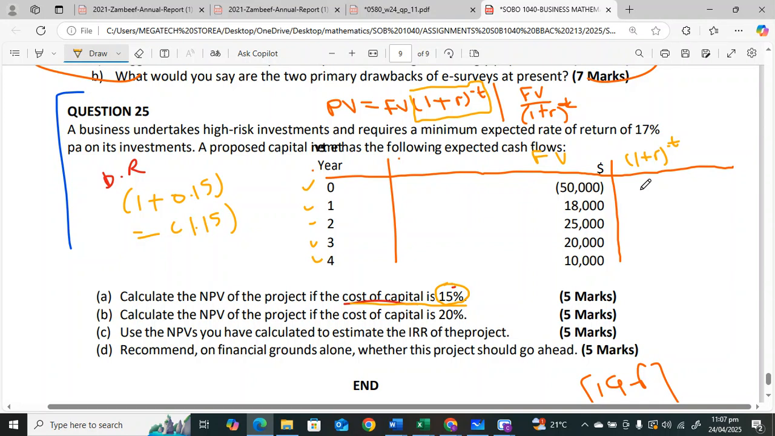Sir, you are moving, you are ahead of us. How do we go to the second part? We haven't even started with the first part.